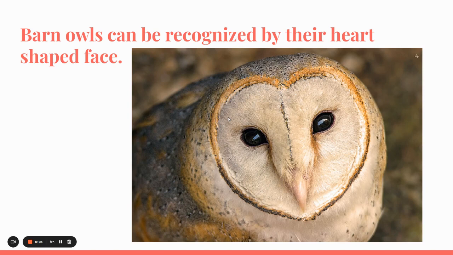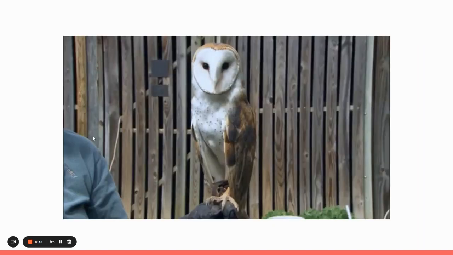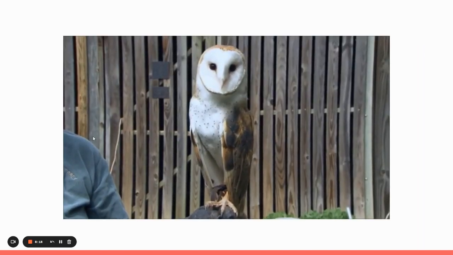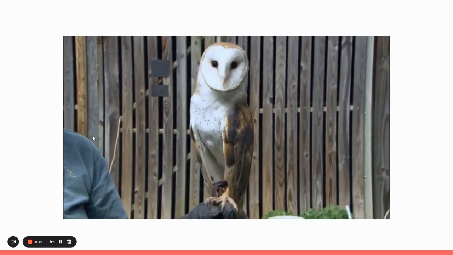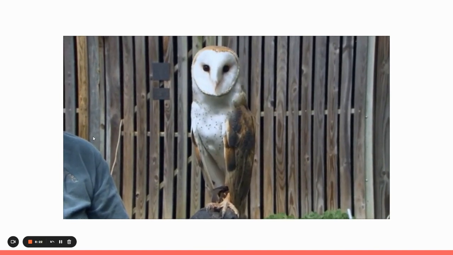Barn owls are recognized by the heart shape on their face. So remember, the barn owls are going to have the dark eyes, and then they have that heart shape. Here's a barn owl. He's practicing his head movements too. Can you do that?